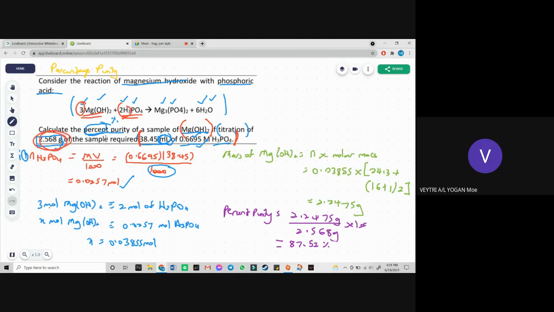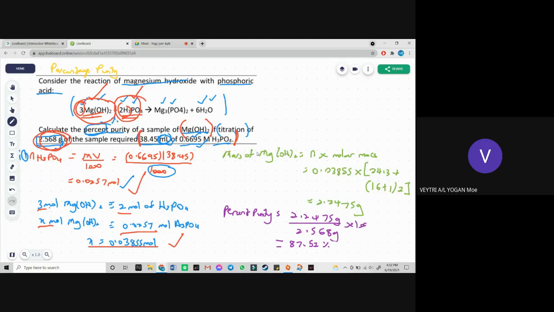So, you have to find what is for magnesium hydroxide. Basically, dia dah bagi untuk H3PO4. What you gotta do? You have to find for magnesium hydroxide. Macam mana nak cari? Guna stoichiometric equation. So, guna MV over 1000, cari H3PO4 dulu. Lepas tu, guna stoichiometric equation, cari untuk 3 Mg(OH)2. Okay? So, you will get 3 is to 2 and X, because you don't know, is to 0.0257 mole. Macam mana you tahu? MV over 1000. You'll get X. Okay. What is for X? X is for magnesium hydroxide.